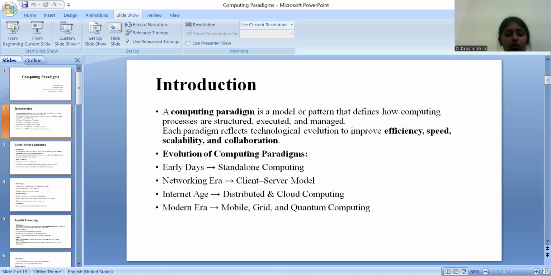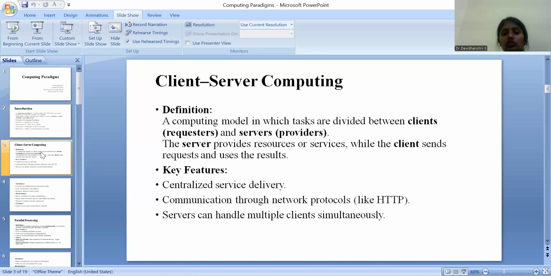Over the years, different computing paradigms have been developed and used. In fact, different computing paradigms existed before the cloud computing paradigm. So we will be looking at many computing paradigms. The first one is client server computing. What is client server computing? It is communication between a client and a server.